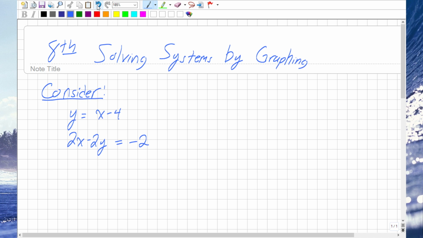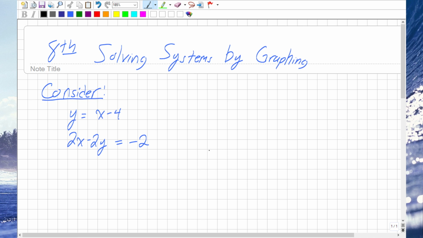And here we go. Consider the following. We have y is equal to x minus 4, and we have 2x minus 2y is equal to negative 2. The easiest way to solve a system of equations is by graphing. So what we're going to do is graph these two. To graph them, the first thing we need to do is draw a set of axes.